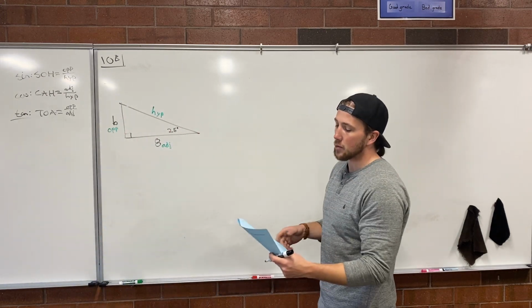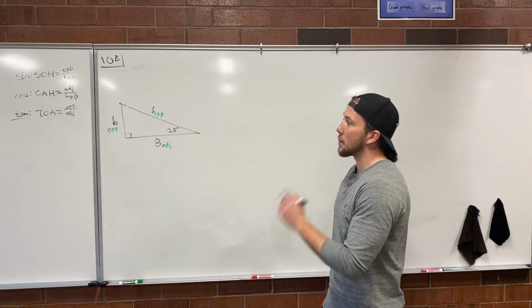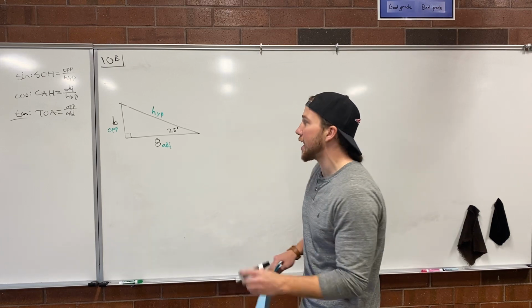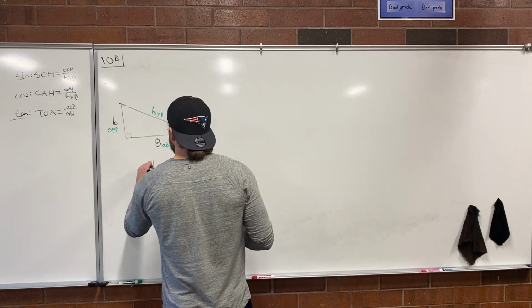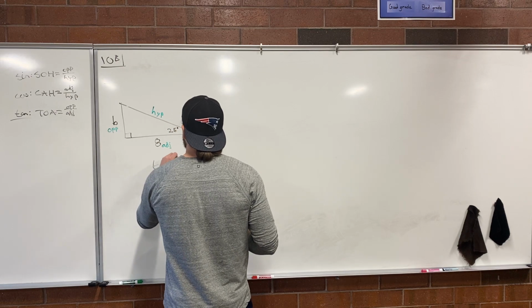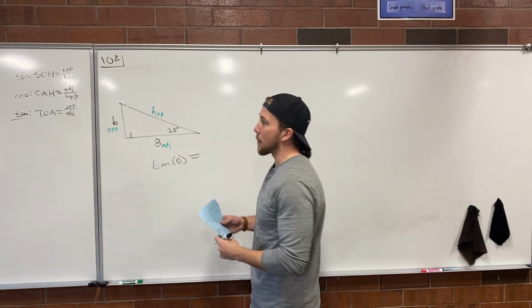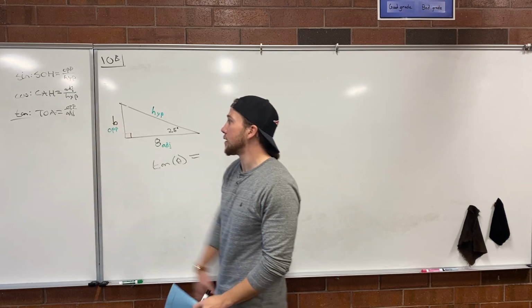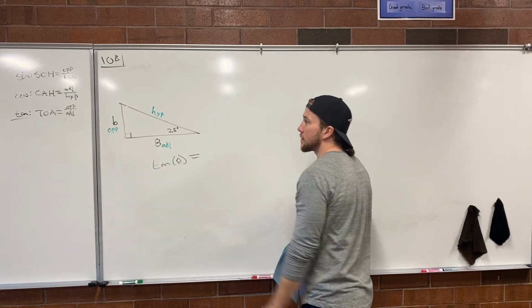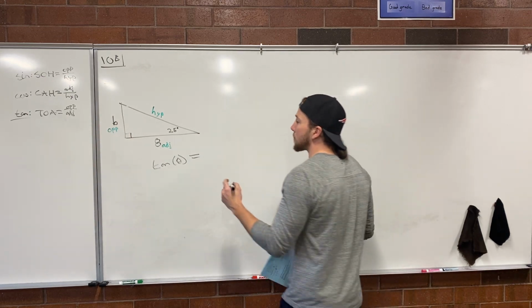Okay, so now that I've identified tangent as the one that I want to use, I can start solving my problem. So I want to remember what the tangent is, I won't even write the angle in yet. I'm just going to write tangent of theta equals, I'm pretty much just going to copy down what we've got here. So the ratio for tangent of the angle theta is going to be opposite over adjacent.